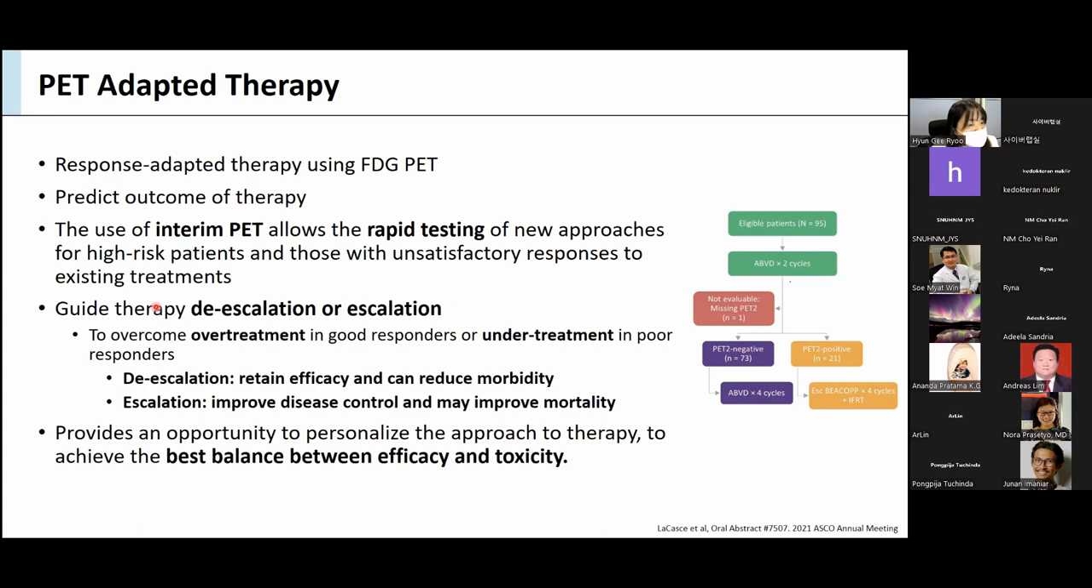So by using this kind of interim PET, we can overcome over-treatment in good responders or under-treatment in poor responders. So the FDG PET has a role to guide the therapy de-escalation or escalation. This provides an opportunity to personalize the approach to the therapy to achieve the best balance between the efficacy and toxicity.